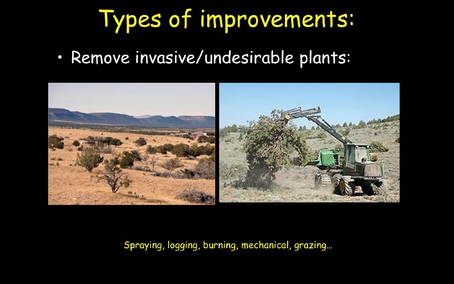So one of the ways that you can get rid of some undesirable plants is spraying with herbicides. You can log them, which is a mechanical removal. You can also burn. And then depending on what type of plant you're dealing with, you can use grazing to help control the spread of some of those plants as well.